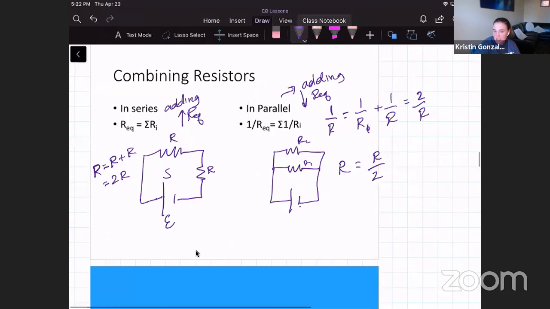Okay, so we're going to look at some practice problems here with Roger, and then he's also going to talk to us about non-ideal batteries and what that means. Okay, great. Well, thanks, Kristen.